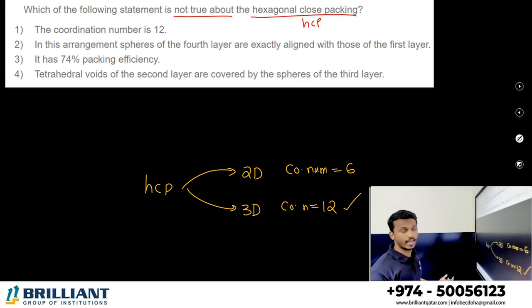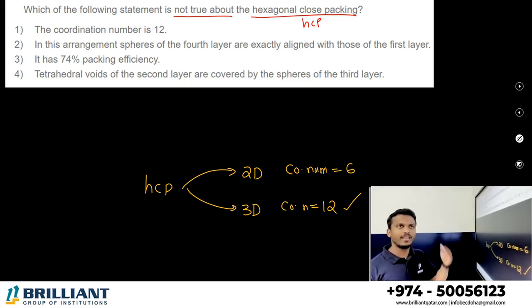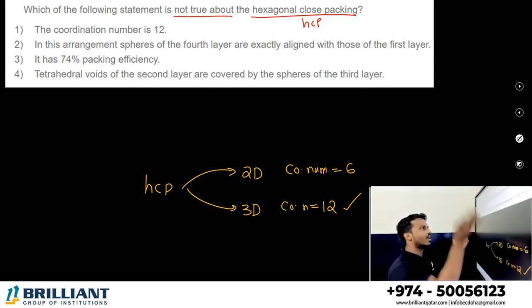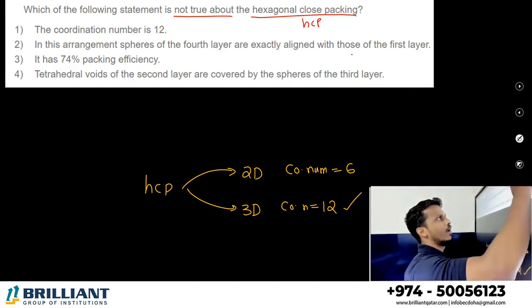The question asks which is not true. Option number 3, it has 74% packing efficiency. Yes, FCC, CCP, HCP, all of them have 74% packing efficiency. Tetrahedral voids of the second layer are covered by the spheres of the third layer. Yes, in three-dimensional arrangement, after the first layer and second layer, the third layer we arrange by covering the tetrahedral voids of the second layer, so you will get HCP. Option number 2 is the wrong statement.